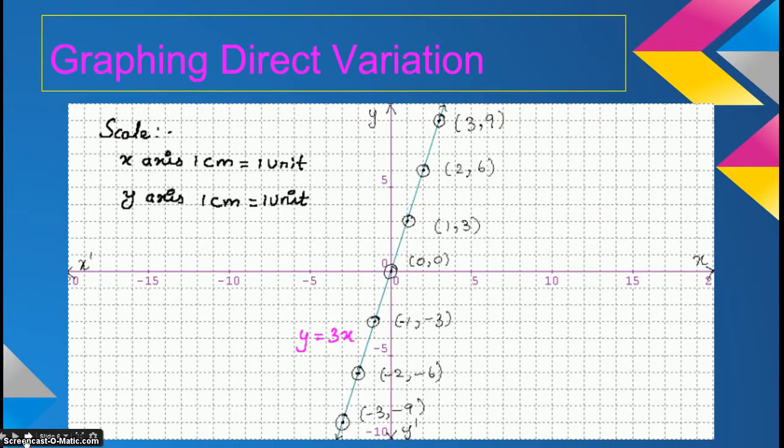And here's another example of direct variation, on the graph. As you can see, (3, 9), and then it goes down to (2, 6), and then (1, 3). Every time they add 1, y adds 3, and in the negative direction they add negative 1, negative 3.